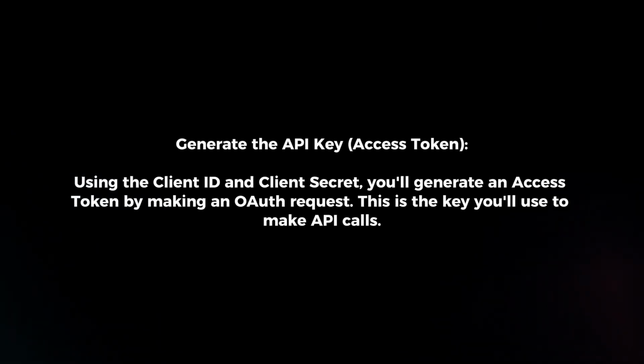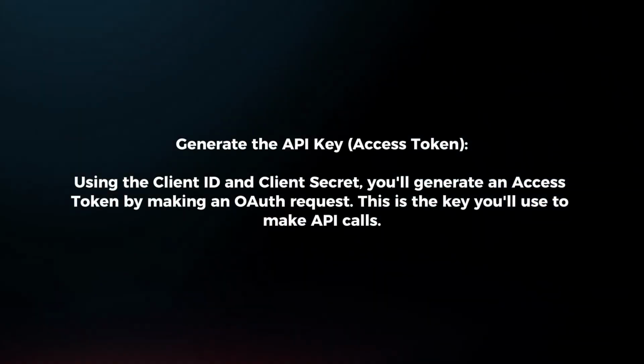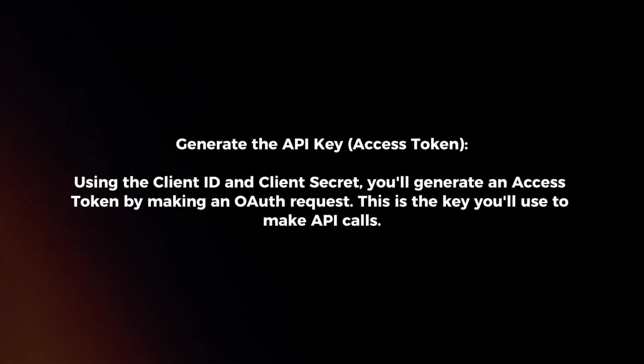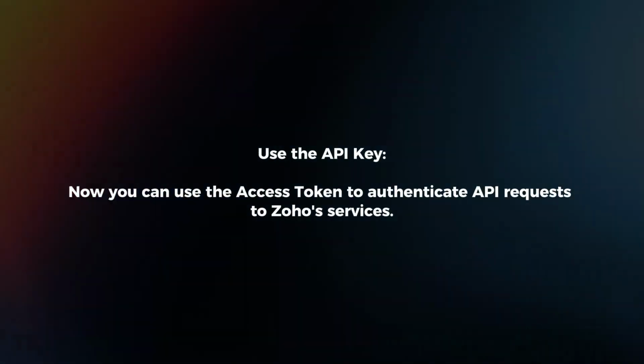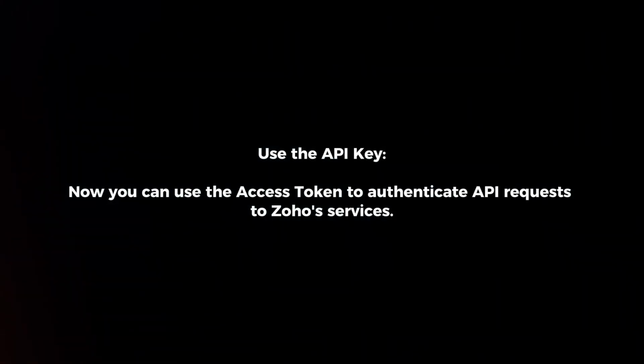Using the client ID and client secret, you will generate an access token by making an OAuth request. This is the key you will use to make API calls. Use the API key. Now you can use the access token to authenticate API requests to Zoho services.